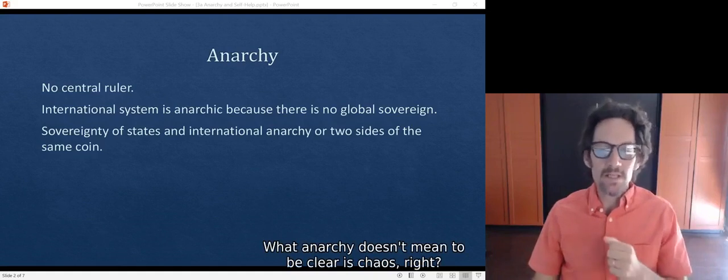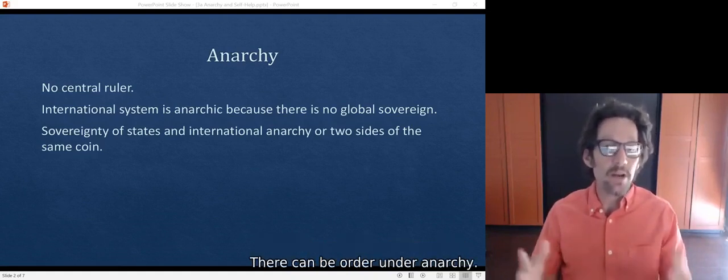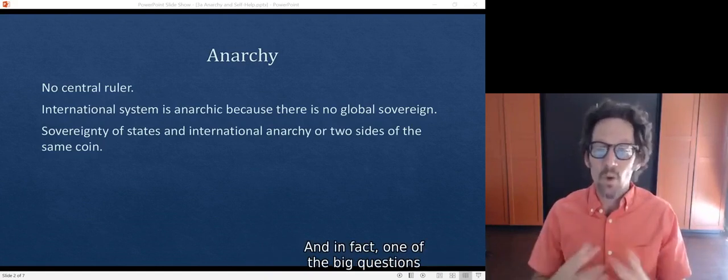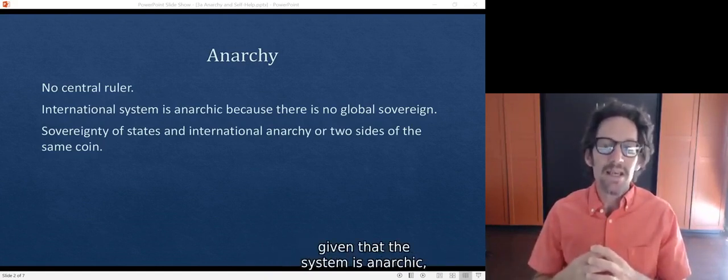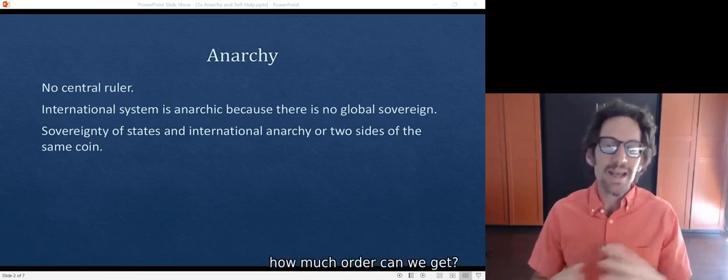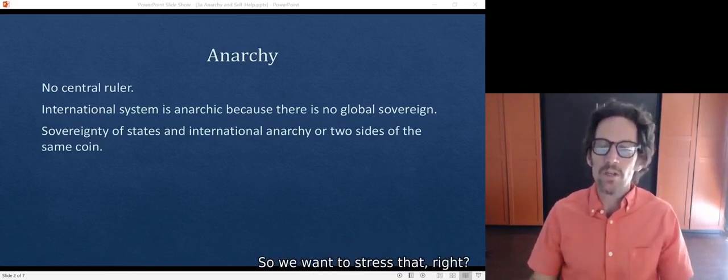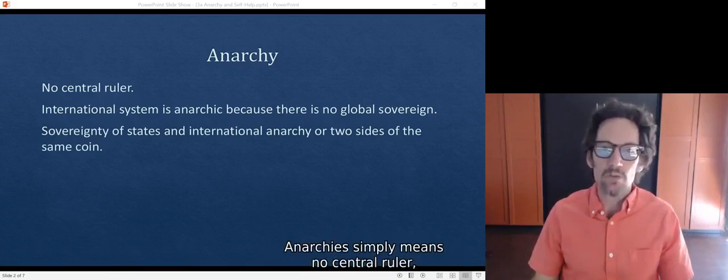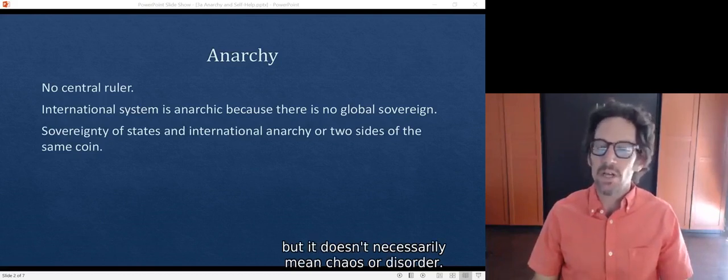What anarchy doesn't mean, to be clear, is chaos, right? There can be order under anarchy. And in fact, one of the big questions of international politics is, given that the system is anarchic, how much order can we get? So we want to stress that, right? Anarchy simply means no central ruler, but it doesn't necessarily mean chaos or disorder.